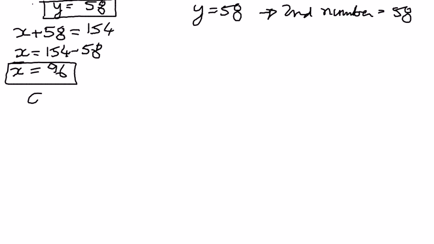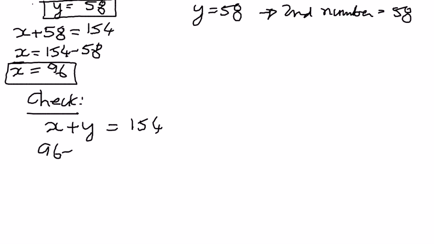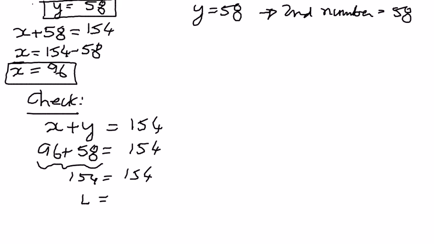We should be able to check our work. To check our work, we can go back and substitute into the original equations which we formed. We said the sum of two numbers, x plus y, is equal to 154. The value of x we've obtained is 96, and the value of y we've obtained is 58. Therefore when we add them up, that should add up to 154. 96 plus 58 is 154. That is equal to the value we have on the right hand side. Therefore the left hand side is exactly equal to the right hand side, and therefore the two numbers we found are exactly correct.